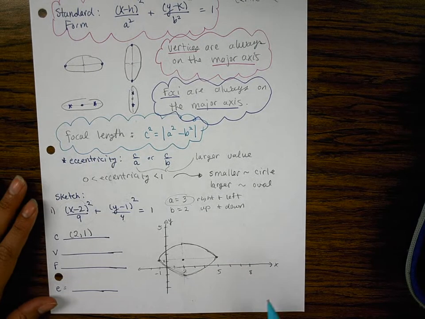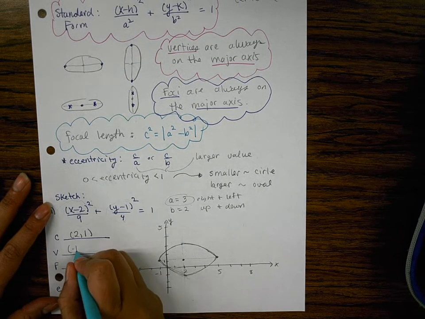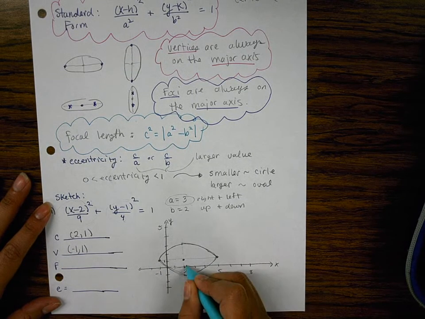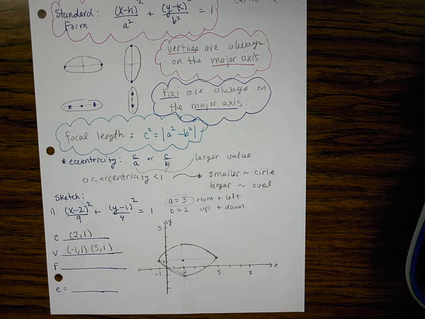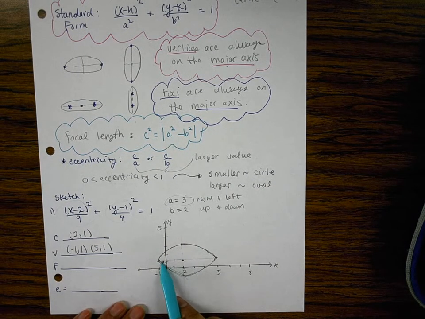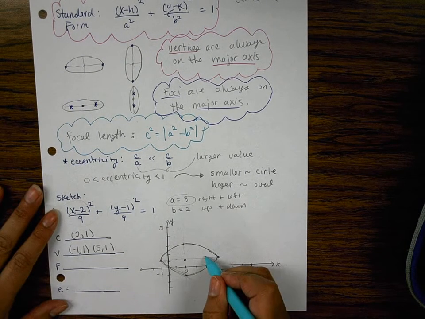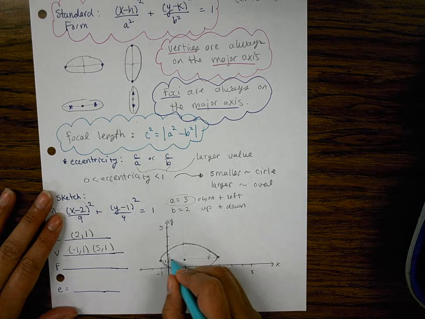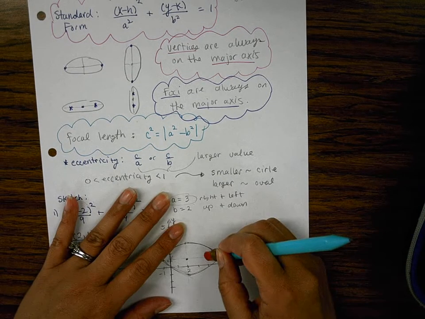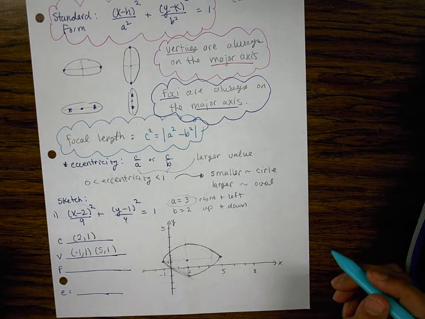I originally went over 2, up 1, and then from there I went right and left 3. 2 and then 1, 2, 3, that would put me at 5. And then left 1, 2, 3, that would put me at negative 1. Okay, so this one here is negative 1, 1. This one over here is 5, 1. Do you see how that works? Right, left, 5, 1, negative 1, 1.